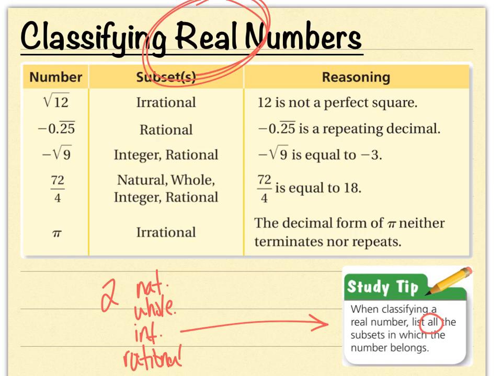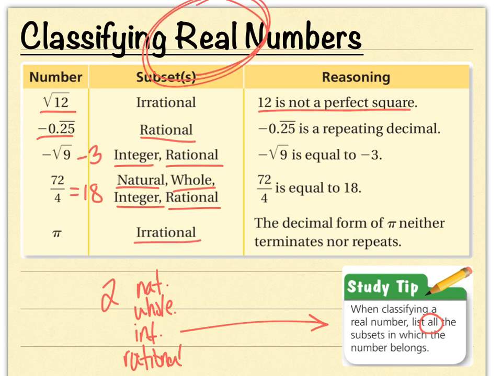You can see the square root of 12 is irrational because 12 is not a perfect square. We talked about that. This was a repeating decimal, so it's going to be rational. Here, the negative square root of 9 is negative 3, so it's an integer, and it's also rational, so I have to include both of those. 72 divided by 4 is equal to 18, so it's natural, whole, integer, and rational. I include all 4 of those. And then pi is irrational, just like square root of 12 was irrational.